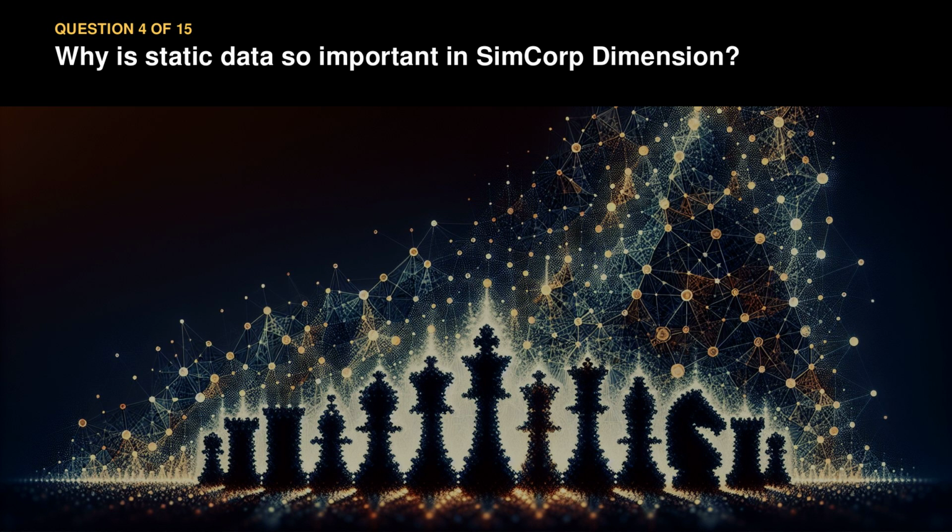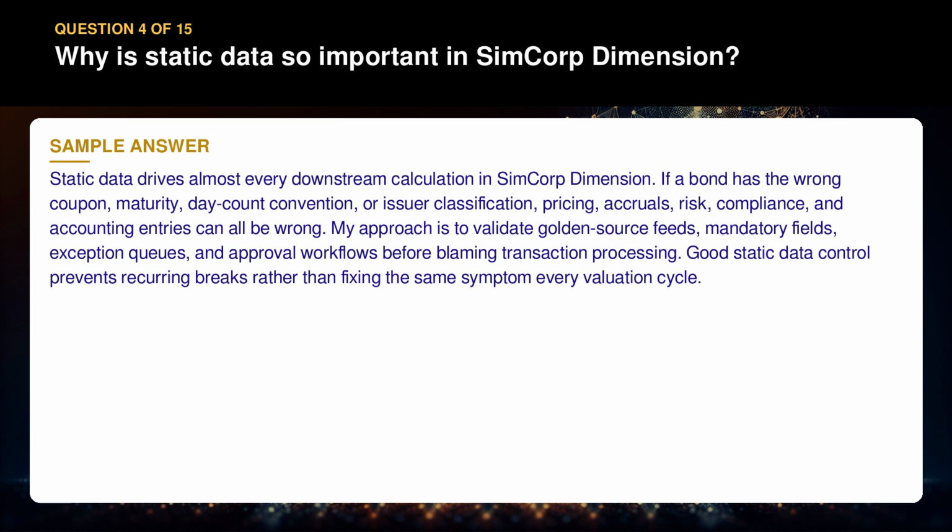Question 4. Why is static data so important in SimCorp Dimension? Static data drives almost every downstream calculation in SimCorp Dimension. If a bond has the wrong coupon, maturity, day count convention, or issuer classification, pricing, accruals, risk, compliance, and accounting entries can all be wrong.